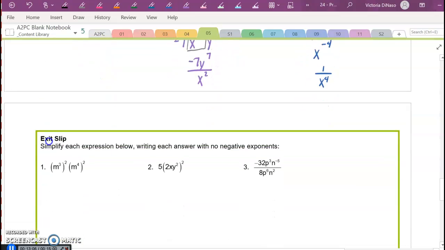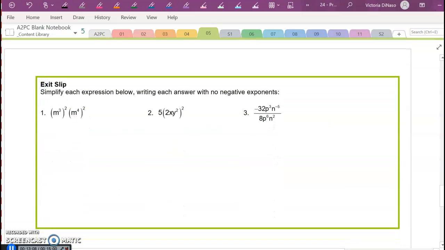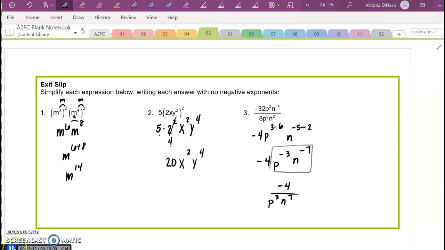Go ahead and try the exit slip and pause the screen. Go ahead and check your answers when you're ready. So you need to remember the 6 rules, and you can go ahead and apply these rules to the rest of the sections that we're going to learn in this unit.